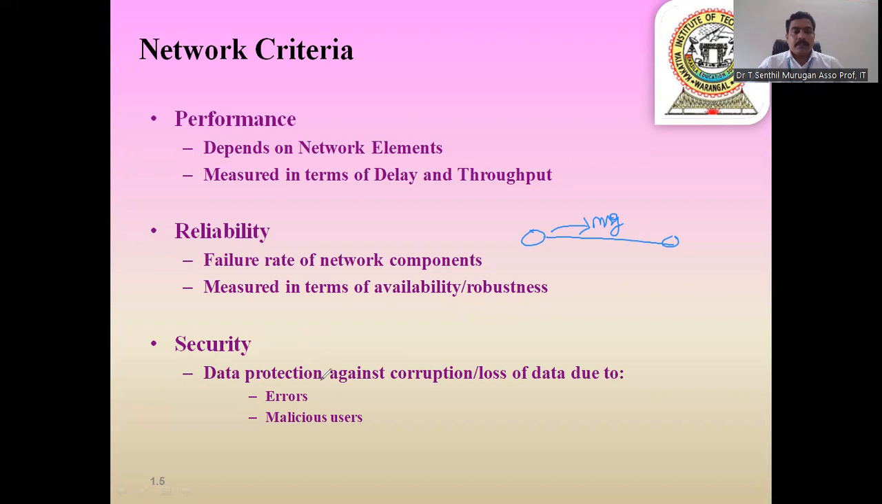Security: how data is protected against corruption or loss while transmitting from sender to receiver. If any failures or errors occur, or malicious users hack the data or not, according to that we can evaluate the security of the network.